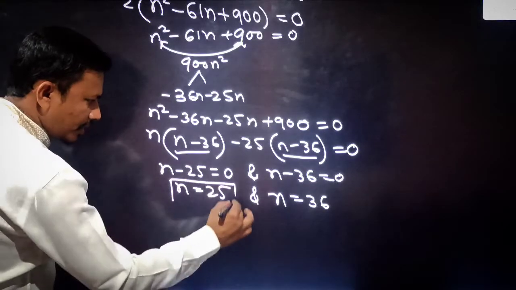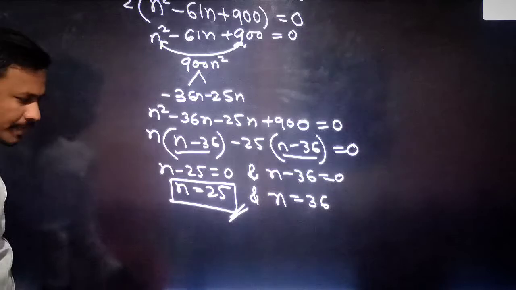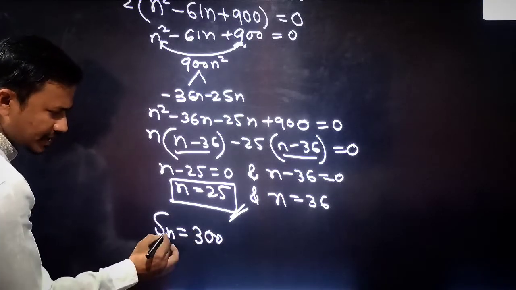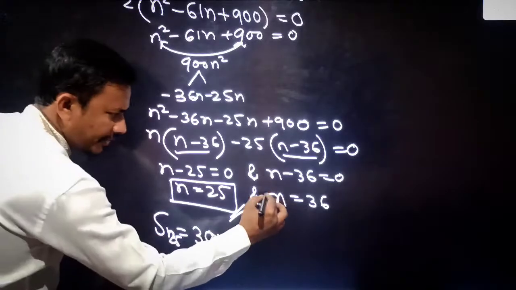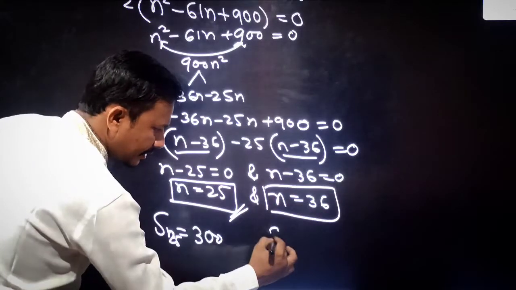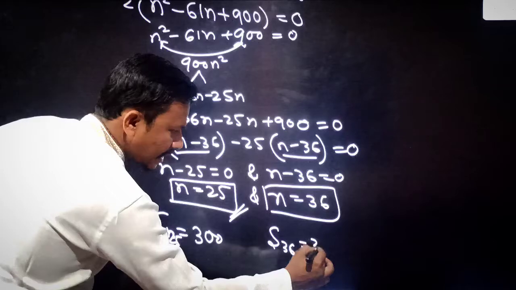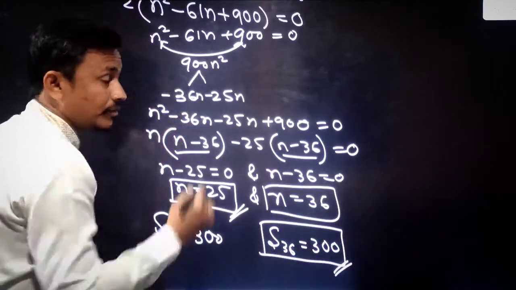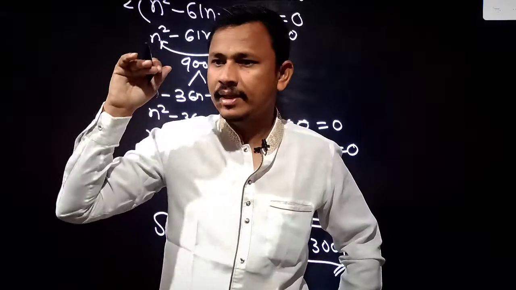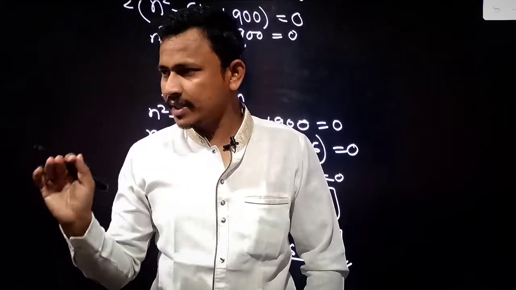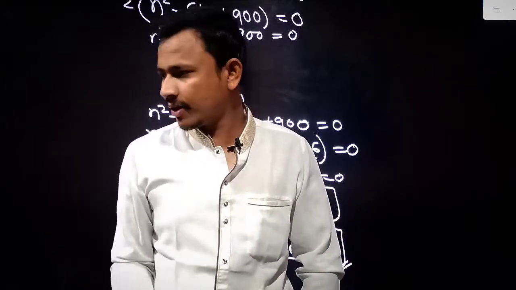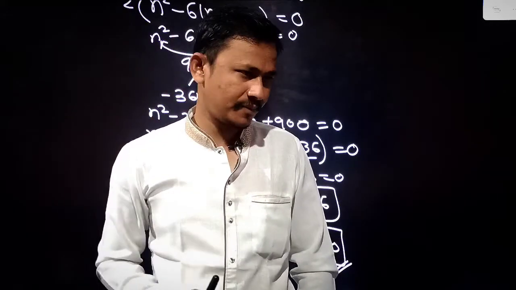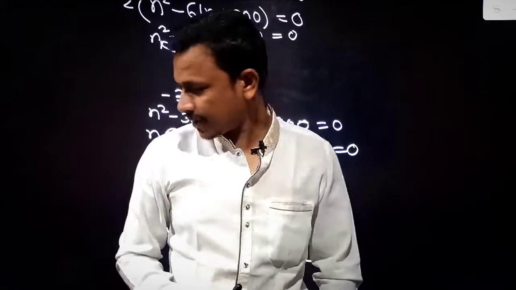So if you take n as 25 you will get sum as 300. Yes, 25 gives 300. If you take n as 36, yes, 36 is also 300, because the AP is in decreasing order. Since the AP is in decreasing order, you will be getting 2 n values. Right.